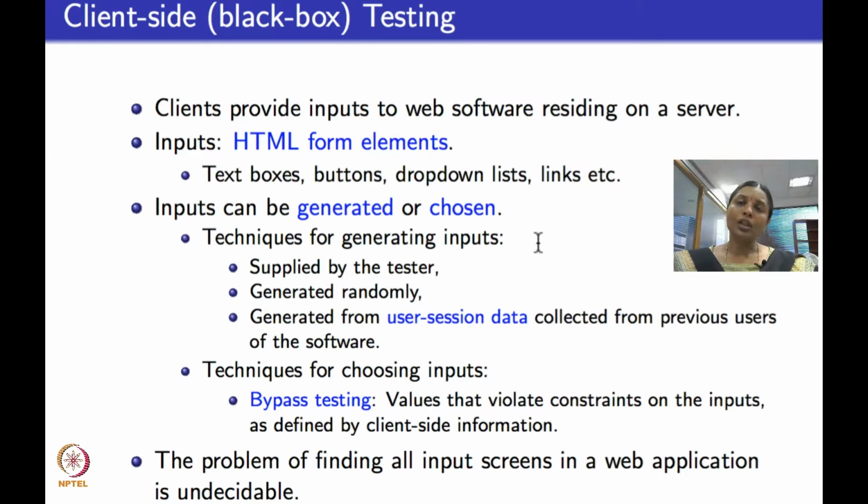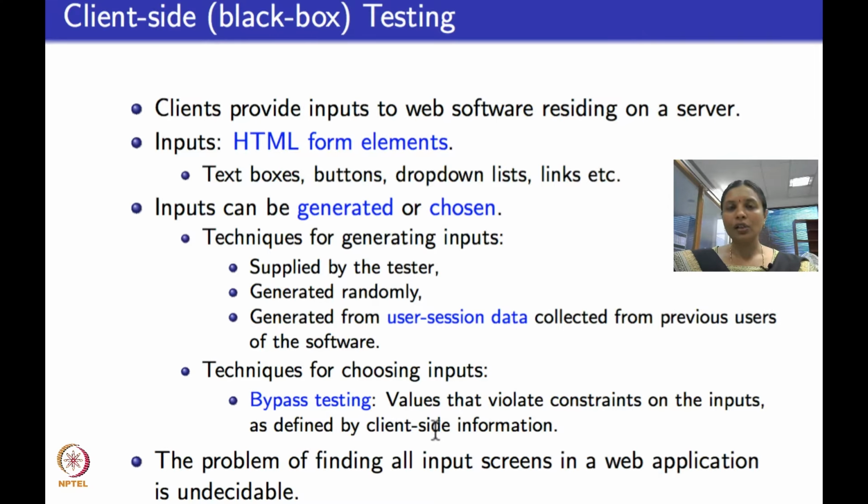Now, when it comes to techniques for choosing inputs to be given, one popular technique that we will discuss in this lecture is what is called the technique of bypass testing. What does the word bypass in English tell you? It tells you that you take some inputs, but you bypass in the sense you bypass by not giving inputs of the right kind or not giving input values at all, which means you give values that violate some constraint or the other on the inputs. And the constraints, where are they gotten from? They are gotten from the client side, right?